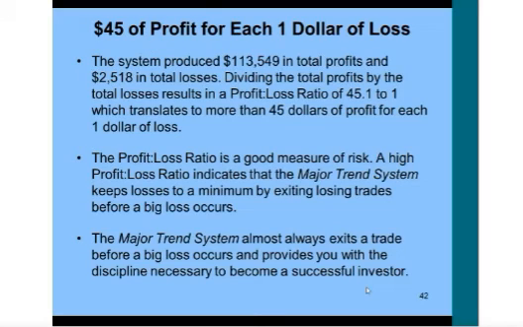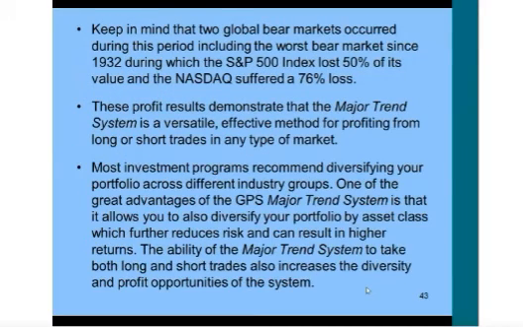And another important stat with this was the system had a profit factor of 45 to 1. So for each $45 of profit, it only had $1 of loss. That's a good measure of the risk of the system, and it usually gets you out before a major loss and keeps your risk to a minimum. So during that testing period, we had $45 profit for each $1 of loss.